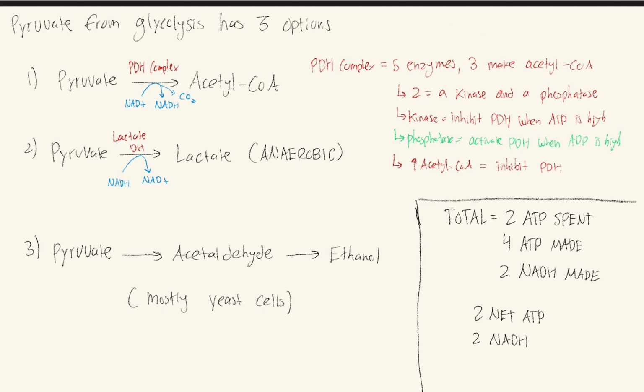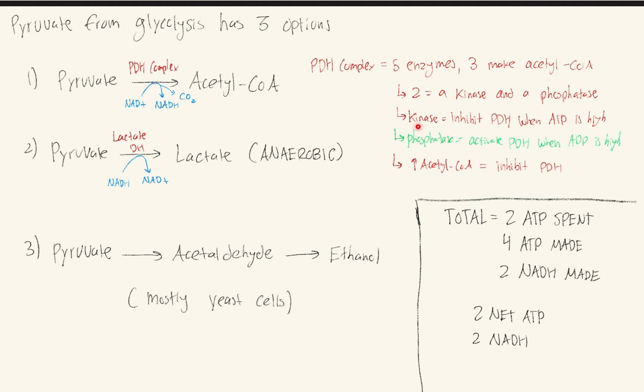And those 5 famous cofactors or coenzymes are as follows. We need thiamine, we need FAD, we need lipoic acid, we need NAD+, and we need coenzyme A. Those are the 5 cofactors that the pyruvate dehydrogenase complex needs. The 2 other enzymes of the 5 are a kinase and a phosphatase. What this means is they will either phosphorylate or dephosphorylate pyruvate dehydrogenase as a complex.